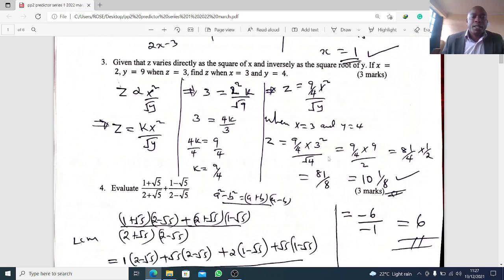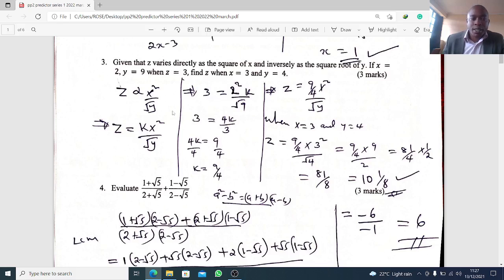Question number 3. Given that z varies directly as the square of x, and inversely, that is all over, as the square root of y. Then you are told that if x equals 2 and y equals 9, z equals 3. Find z when x is 3 and y is 4.